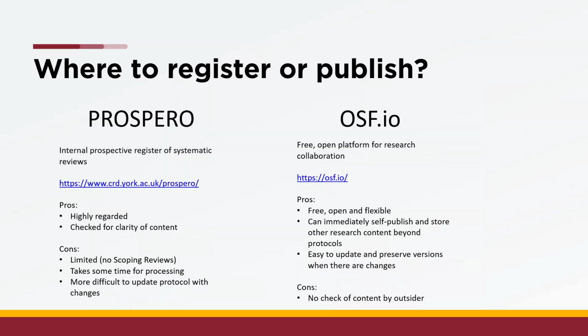Okay, and now finally, we've talked about registering and publishing. Depending on where you're putting it, they use different words. Essentially, it should be public somewhere, so we have that transparency and validity that we talked about at the beginning. The two biggest ones that I tend to recommend are Prospero and OSF.